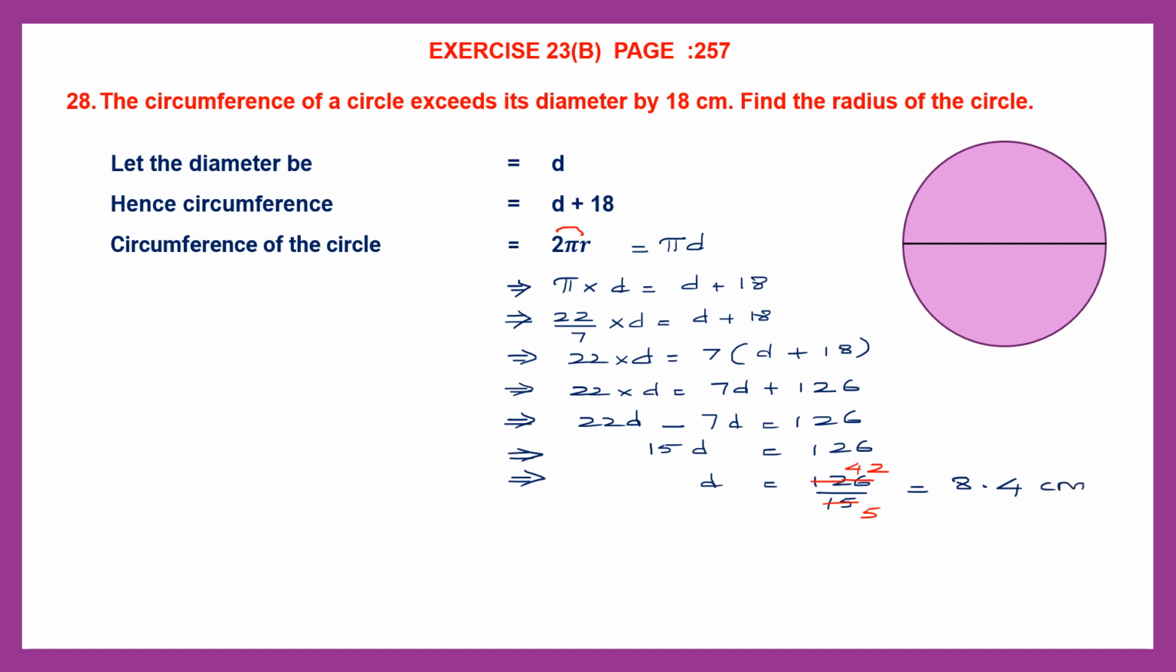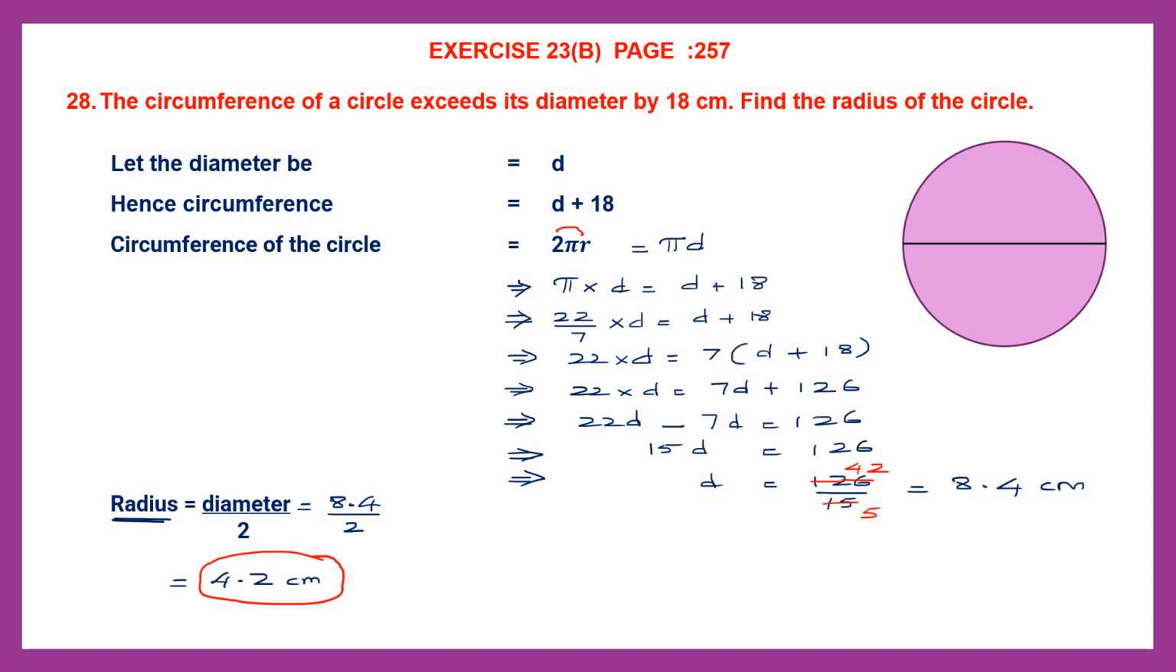Now we have found the diameter, we can find the radius by using the formula. What is the formula to find radius? Radius is diameter divided by 2. So diameter we have just found to be 8.4. So let's write it here. Diameter is 8.4 and divided by 2, you will find the radius. When you divide 8.4 by 2, you get 4.2. So what have we found? We have found the radius, and that is 4.2 centimeters. So this is the answer.